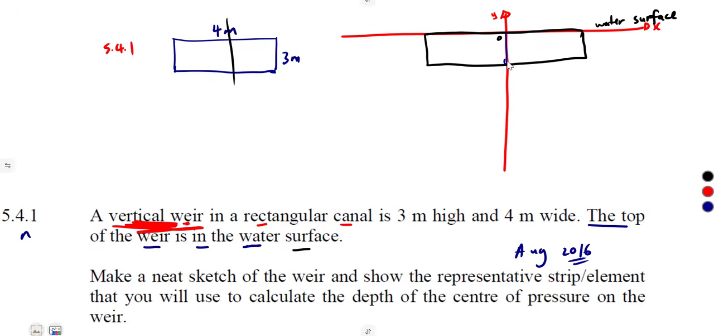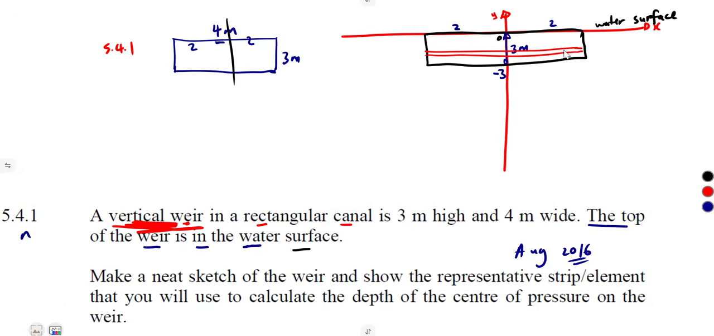Anyways, this is the height that we are given, 3 meters as our height. So from 0 to minus 3. All right, 4 meters. So it means divided by 2, that's 2 meters here, 2 meters here. So this is 2, this is 2. So that's it. We can have our representative strip.